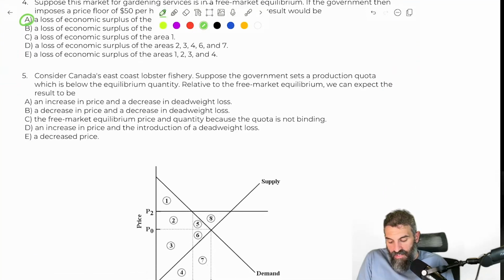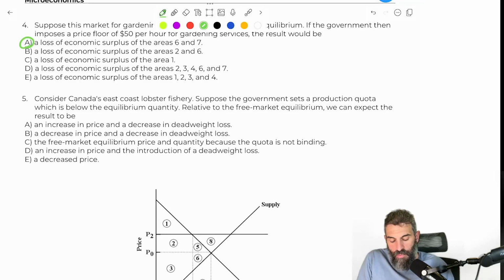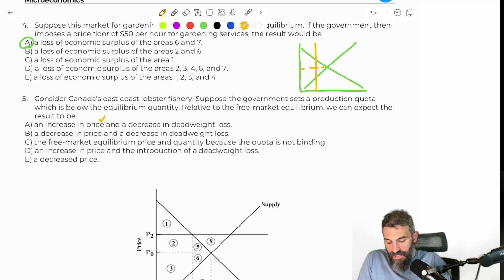Okay, number 5. Consider Canada's East Coast lobster fishery. Suppose the government sets a production quota which is below the equilibrium quantity. So we have, again, our supply and our demand, and we come in and we say, no, there's a quota here. Relative to the free market equilibrium, we can expect what? An increase in the price. Let's go through it, right? This is true because the price is going to go from the equilibrium, which we'll call P0, up to P1.